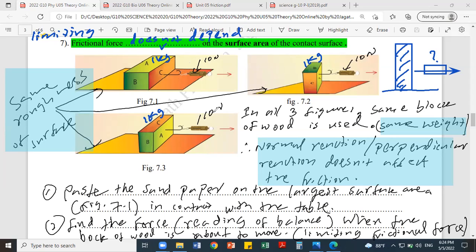This is very important. How did we experimentally prove this? Same block of wood, same roughness. Same roughness means the other factors are common to all three. Roughness is common to all three, and weight is also the same, because it is the same block of wood. These points are very important. Except the surface area, all the factors affecting the frictional force are the same in all three.